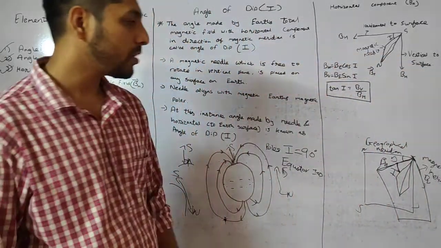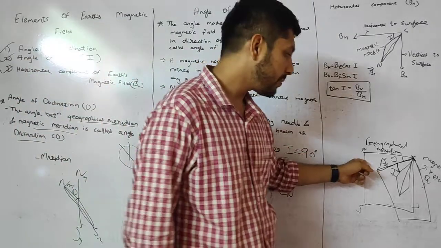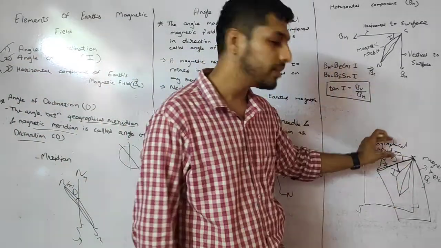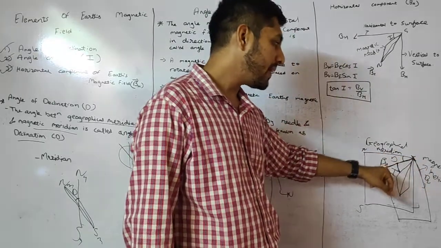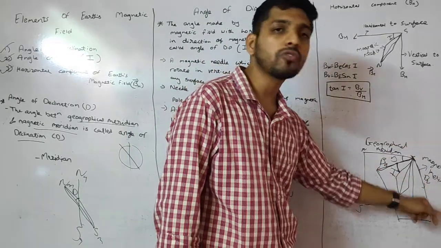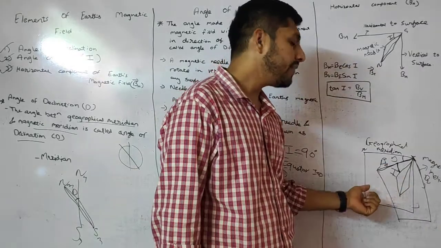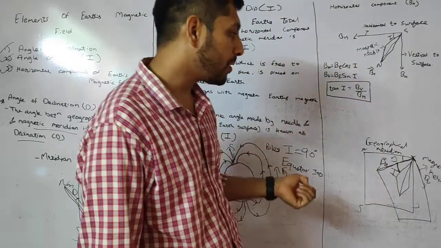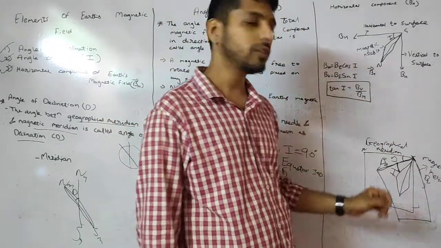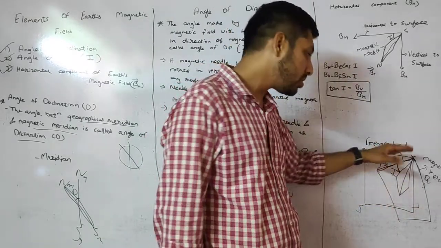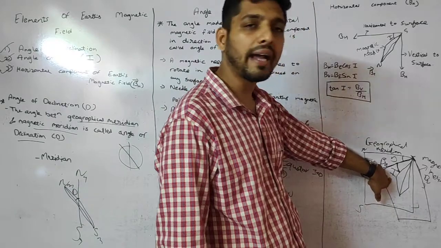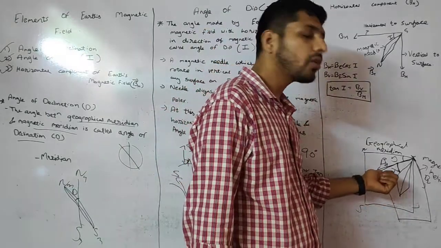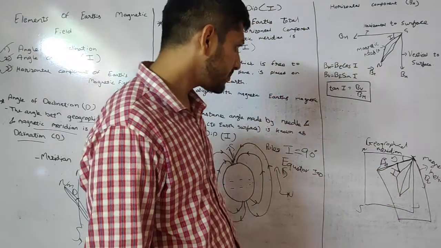So here you can see all three things: the geographic meridian, the magnetic meridian, and the angle between them is D, that is the angle of declination. Now in the magnetic meridian you have one horizontal component and one vertical component. If you put a magnetic needle at that particular point, it will show some direction. Then the angle between the horizontal component and the magnetic needle is known as your angle of dip, that is I.